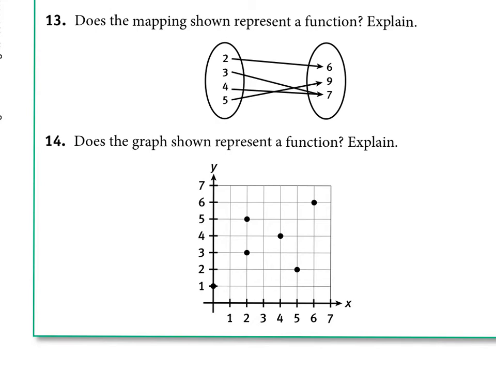If you said yes, then you're correct. This is a function. The 2 only gives me a 6, and that is it. The 3 only gives me a 7. The 4 only gives me a 7. And the 5 only gives me a 9. All of my inputs only have one answer.